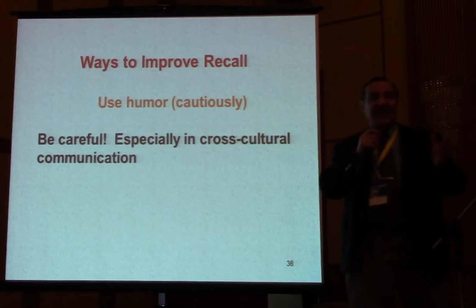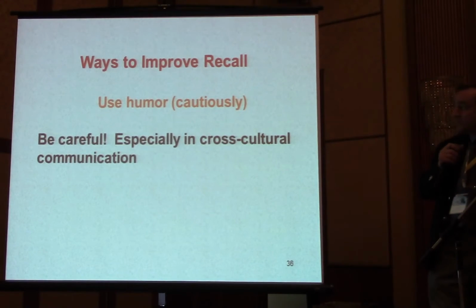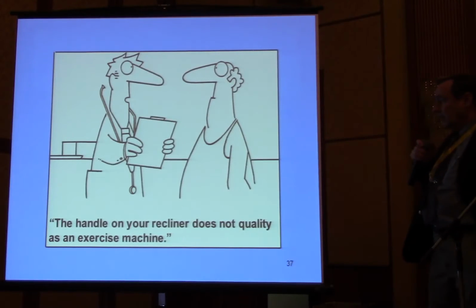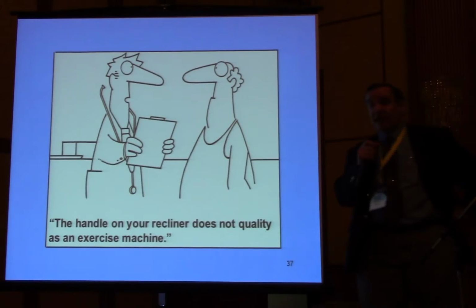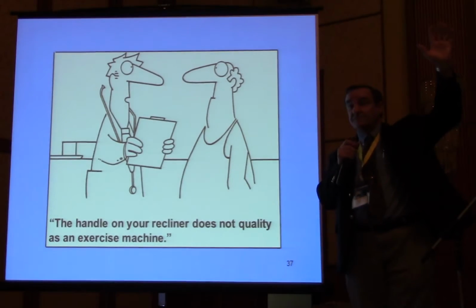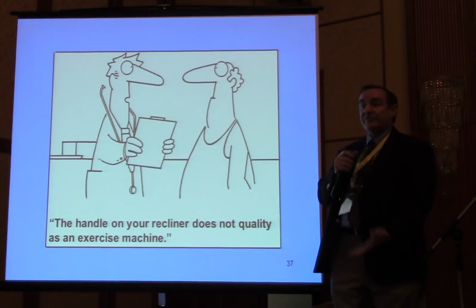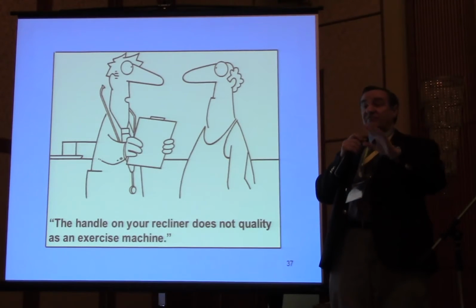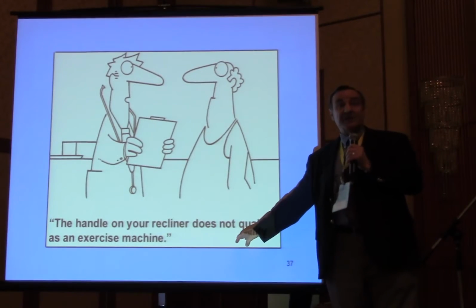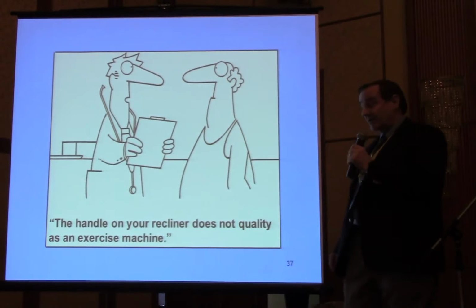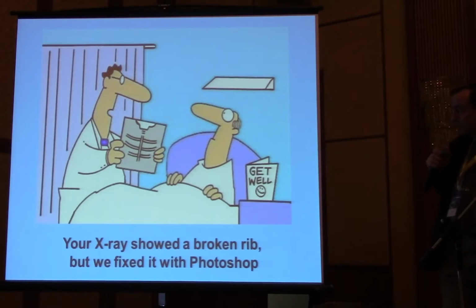Humor is wonderful, but you have to be careful because there are lots of cross-cultural differences. The handle on a recliner does not qualify as an exercise machine. Now, how many of you know what a recliner is? Okay, it's a nice soft chair, and you pull the handle, and the footrest comes up, and you go back, and it's very, very comfortable. So if you know what a recliner is, this is funny because you know it's not another exercise equipment.